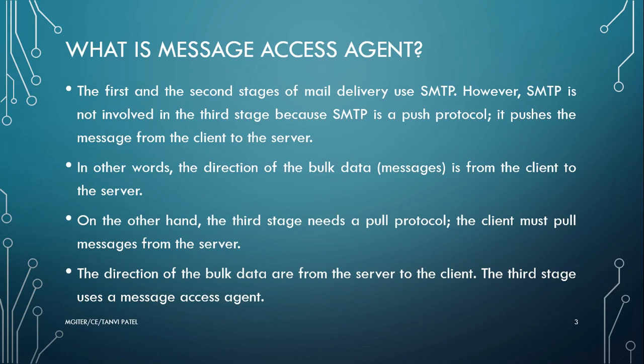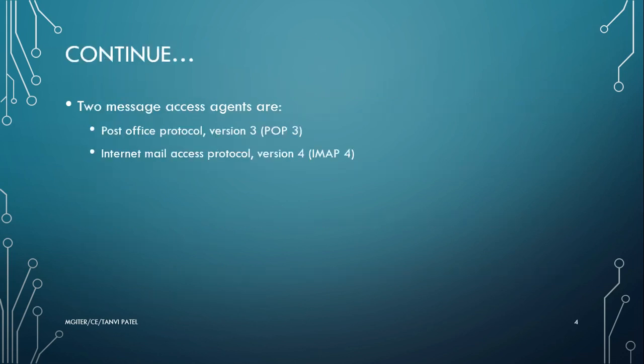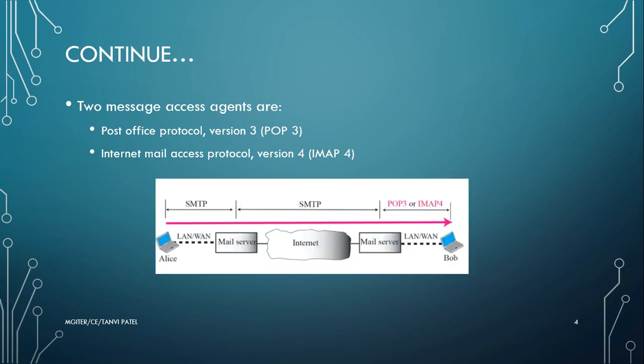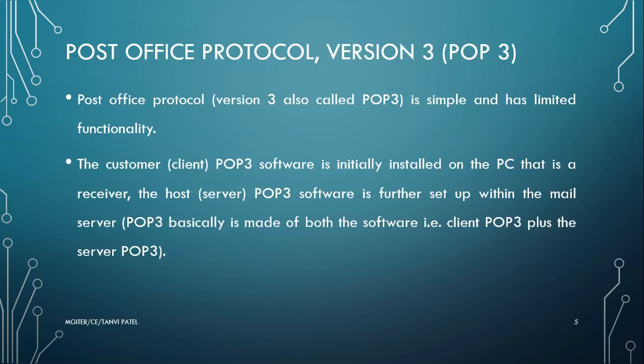By using this message access agent, we can pass data from client to the server or from the server to the client. So, there are two types of access agents, that is Post Office Protocol and Internet Mail Access Protocol, that is POP3 and IMAP4. Here in the figure you can see the working of both.